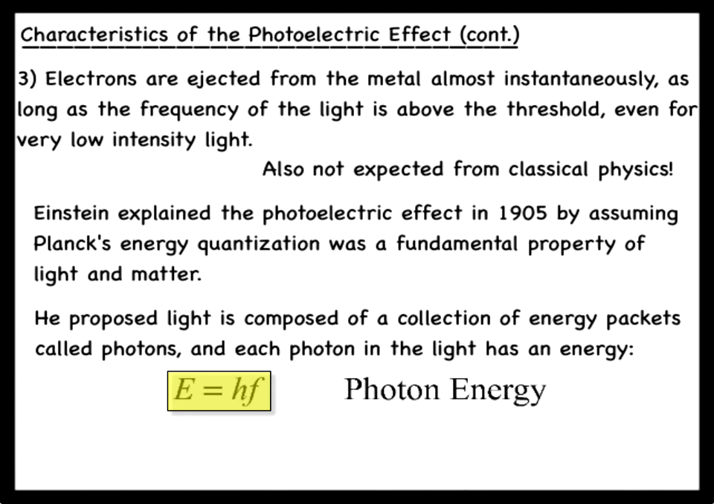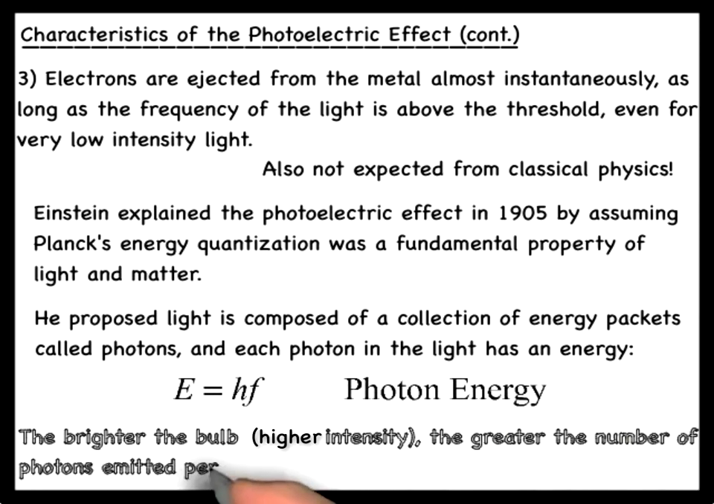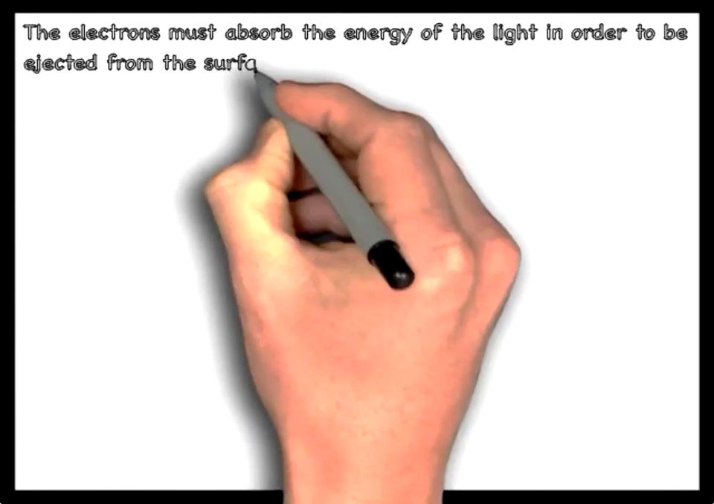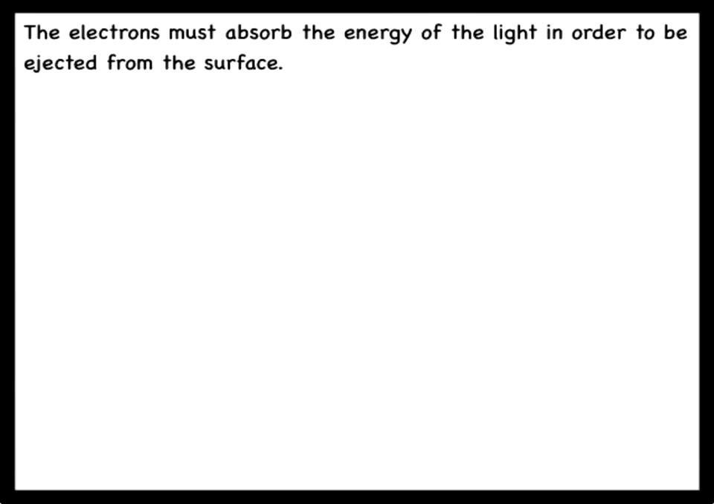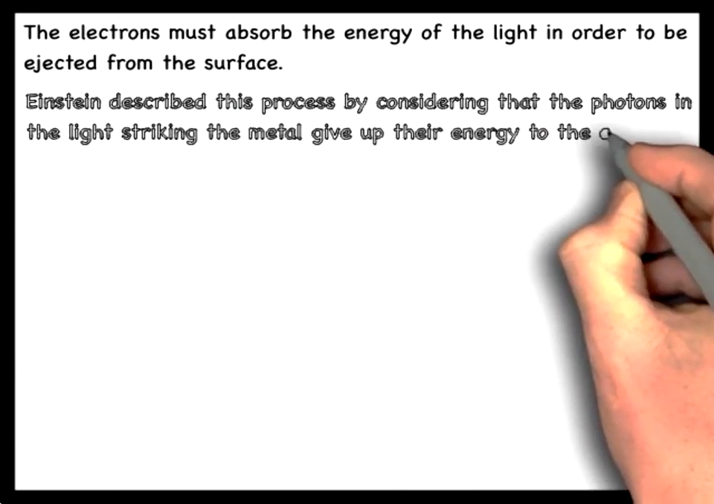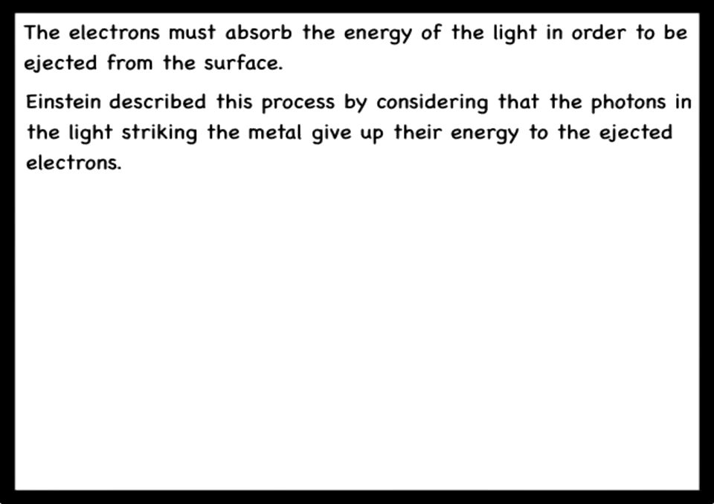The light energy given off by a light bulb, for instance, is carried by photons. The brighter the bulb, the greater the number of photons emitted per second. In order for the electrons to be ejected from the metal, they must absorb the energy from the light that shines on the metal surface. Einstein described this process by considering that the photons in the light striking the metal give up their energy to the ejected electrons. By conservation of energy, these two energies should be equal.